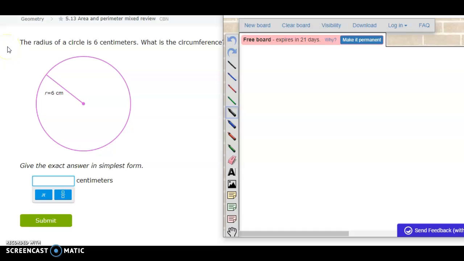As you move along, it starts to ask some different types of questions. So, this first question. The radius of a circle is 6 centimeters. What is the circumference? So now we need to remember the circumference formula.